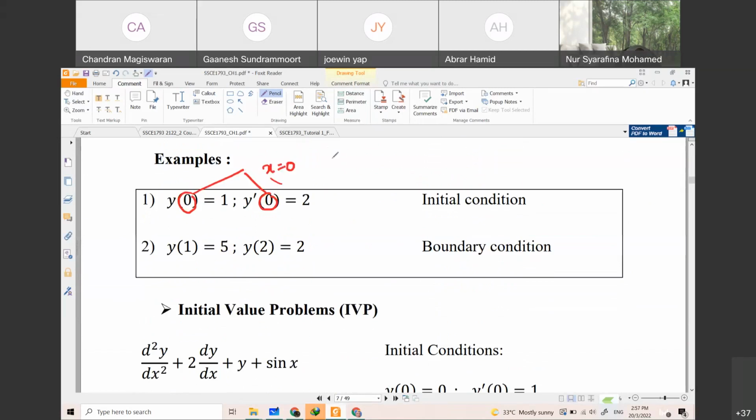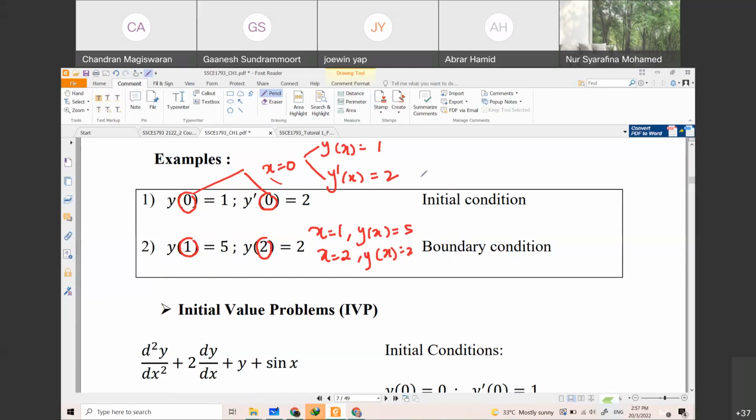When x equals 0, y(x) equals 1. When x equals 0, y prime(x) equals 2. But for boundary conditions, we are given some points. So there are two points here. When x equals 1, y(x) equals 5. When x equals 2, y(x) equals 2. So these are the differences between initial and boundary conditions.